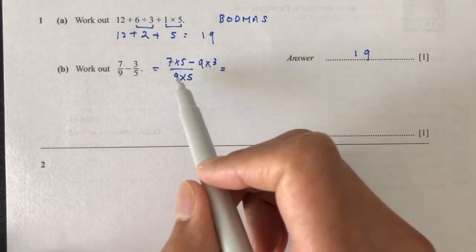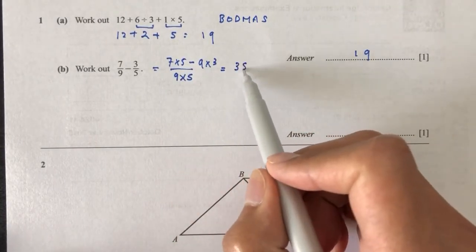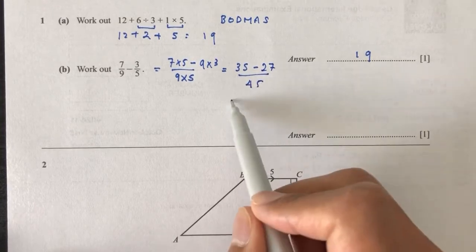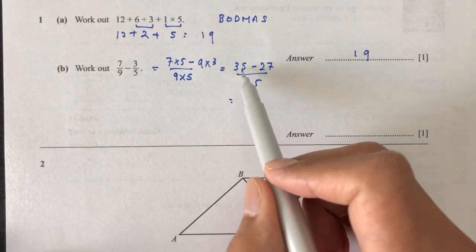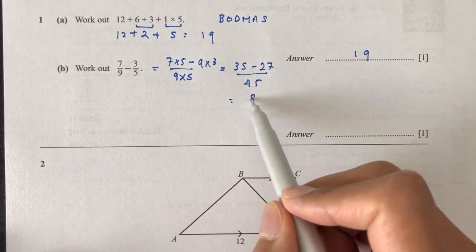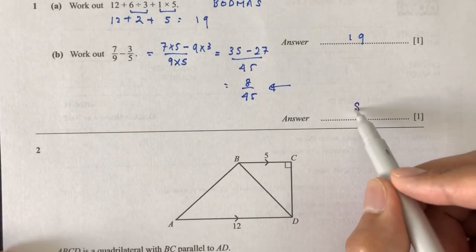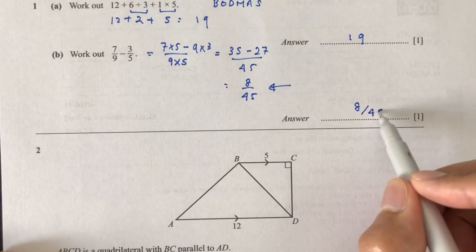So let's simplify. 7 times 5 will be 35 minus 27 divided by 45. Now, what is 35 minus 27? That will be 8 divided by 45, and that will be your answer for part B. 8 divided by 45.